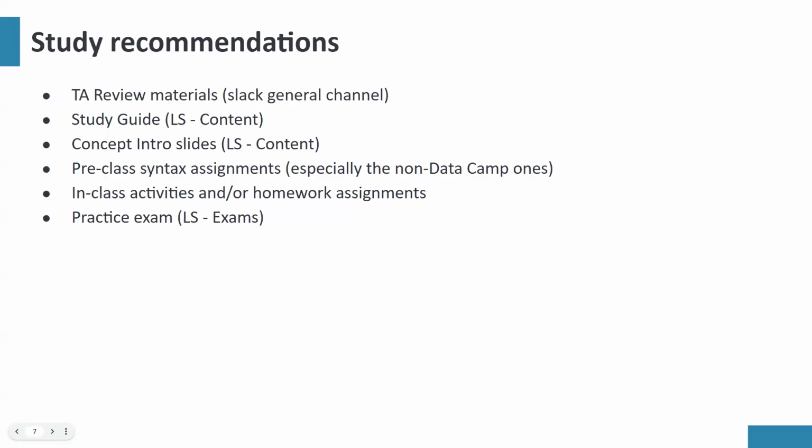I would highly recommend you go through the pre-class syntax assignments. Again, just the 3 of them, not the DataCamp ones, but the bivariate: numeric and numeric, numeric and categorical, and categorical. Those are the pieces of code, those statistical tests and those visualizations, that I want you to know. They've been highlighted there.